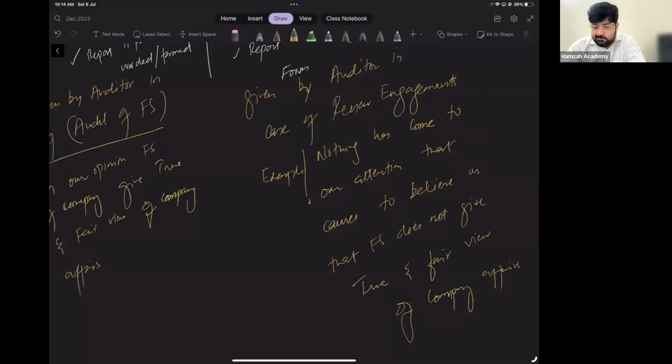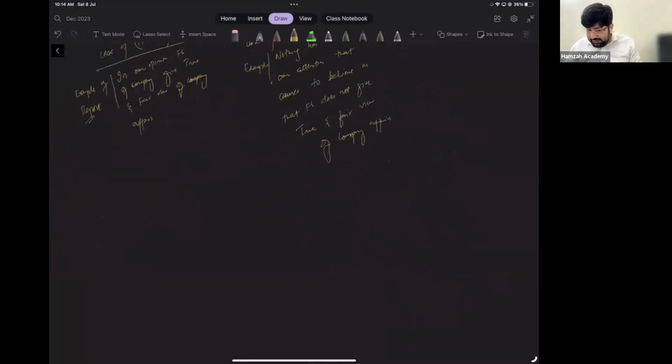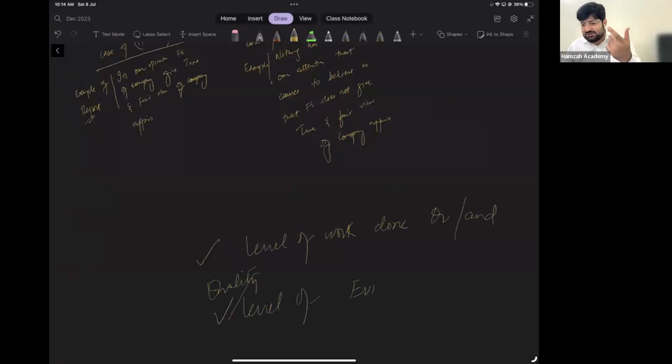Very well done. These two answers I needed. The difference is because of, number one, level of work done, and second, level of evidence collected or quality. Quality as well. Evidence collected.